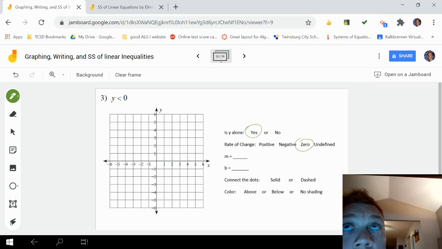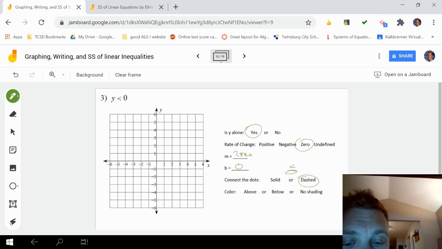Zero slope. What's a zero slope look like? We have 0 here. It's a zero slope. Our b is actually the number 0. Is this connected or dashed? Again, I'm going to rewrite it. It's all about the sign, right? You know I'm all about that sign. Okay, I'll stop. Solid or dashed? It does not have the reminder, so it's going to be dashed.